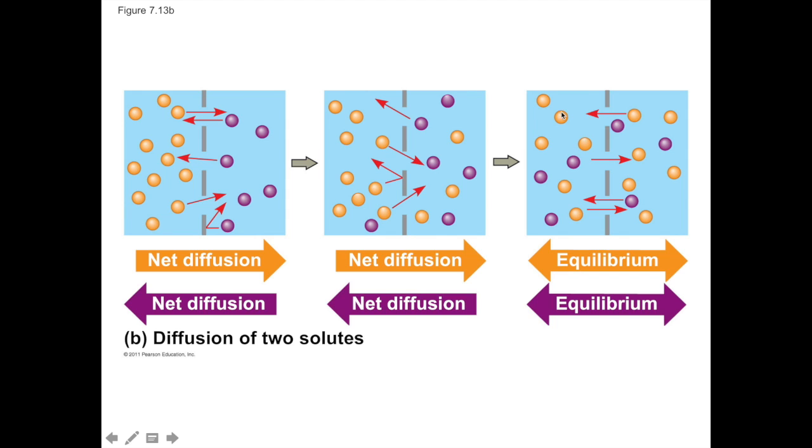So no matter what, there's going to be more orange on either side than purple. More orange than purple on the left, more orange than purple on the right, but the concentration of orange is the same on left and right, and the concentration of purple is the same on left and right. So through diffusion, you could have all the solutes in here, and it could be very complicated, but at equilibrium, there's going to be equal proportions of each solute on either side of the membrane.